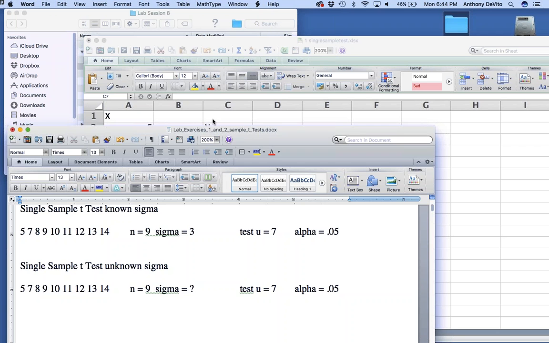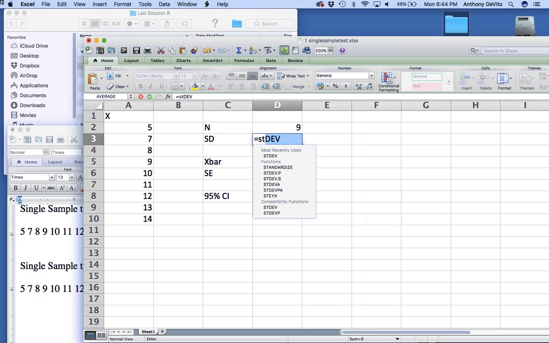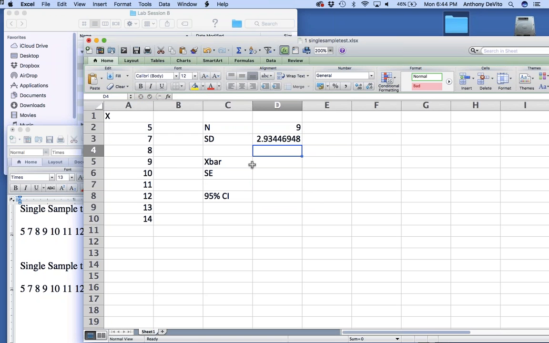So I'm going to go back here. Same group of numbers we had before, except this time I don't know sigma. I'm calculating the standard deviation. Sample size is 9. What's the standard deviation equal to? Standard deviation of these 9 numbers is 2.93. Okay, so now what's the average? The average is equal to, right, should get the same numbers as before. And what's my standard error equal to?